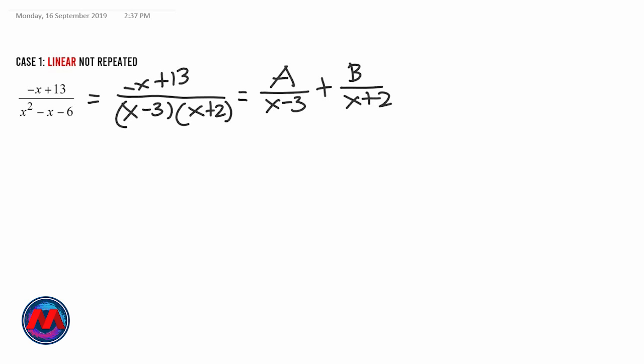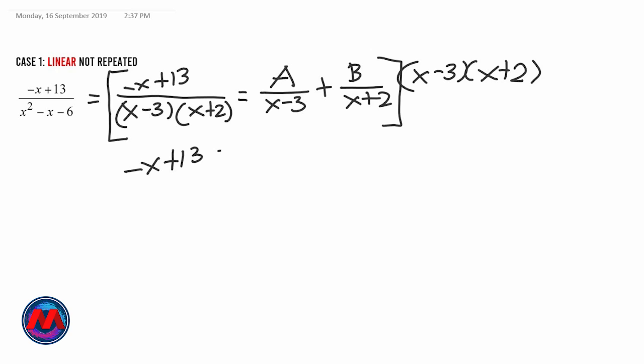Alright. Now, para maging mas madali nating mahanap, yung goal natin ngayon is mahanap yung values ng A at values ng B. So, para mas madaling mahanap natin yung values ng A at values ng B, i-multiply natin dito yung LCD niya sa whole equation, yung x minus 3 tsaka x plus 2. Alright. So, pag binultiply natin yan, magka-cancel out. Magiging negative x plus 13.